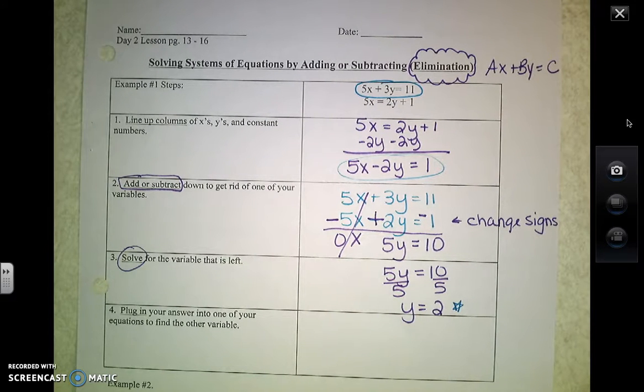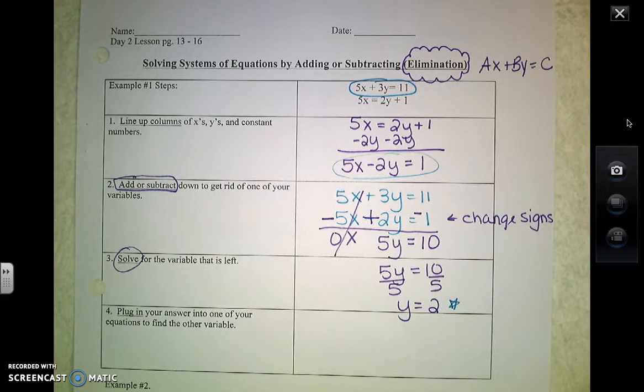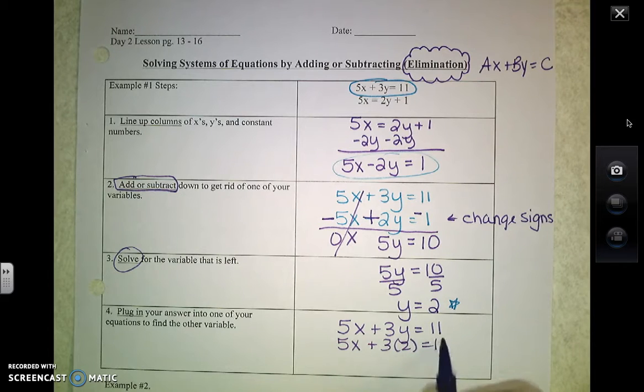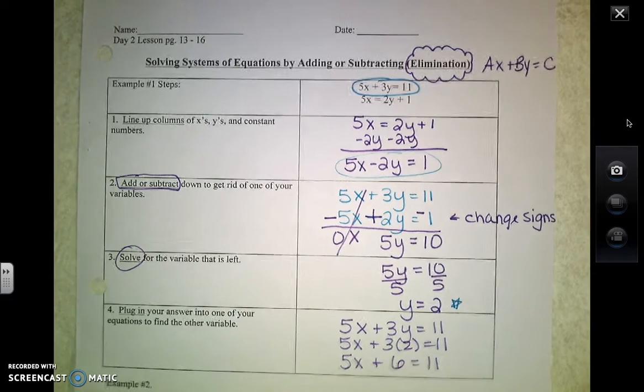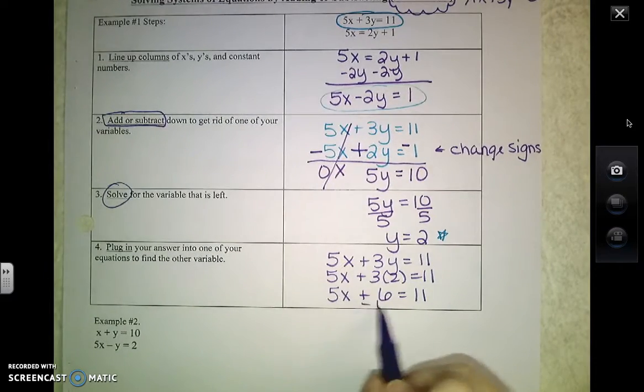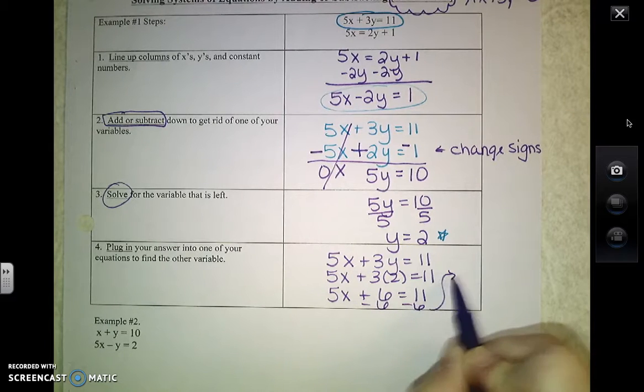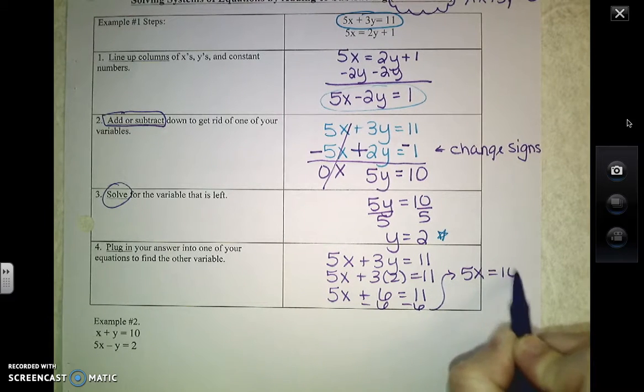And the last step is actually the same as the last method, which is to substitute the 2 for y into an original equation. So back up to the top, I'm going to choose 5x plus 3y equals 11. And I'm going to fill in the 2 for y. So 5x plus 3 times 2 equals 11. And I can now solve this equation because 3 times 2 is 6. And I can subtract 6 on both sides. So that 5x is equal to 10.